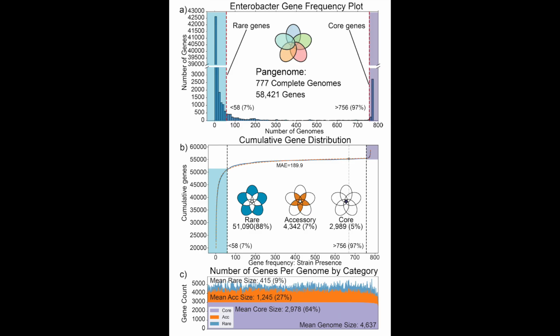In construction of this pangenome, we see which genes are present across which strains of Enterobacter and how they're shared across the pangenome. And this results in three different categories of genes within our pangenome. There's the core, accessory, and rare genomes.